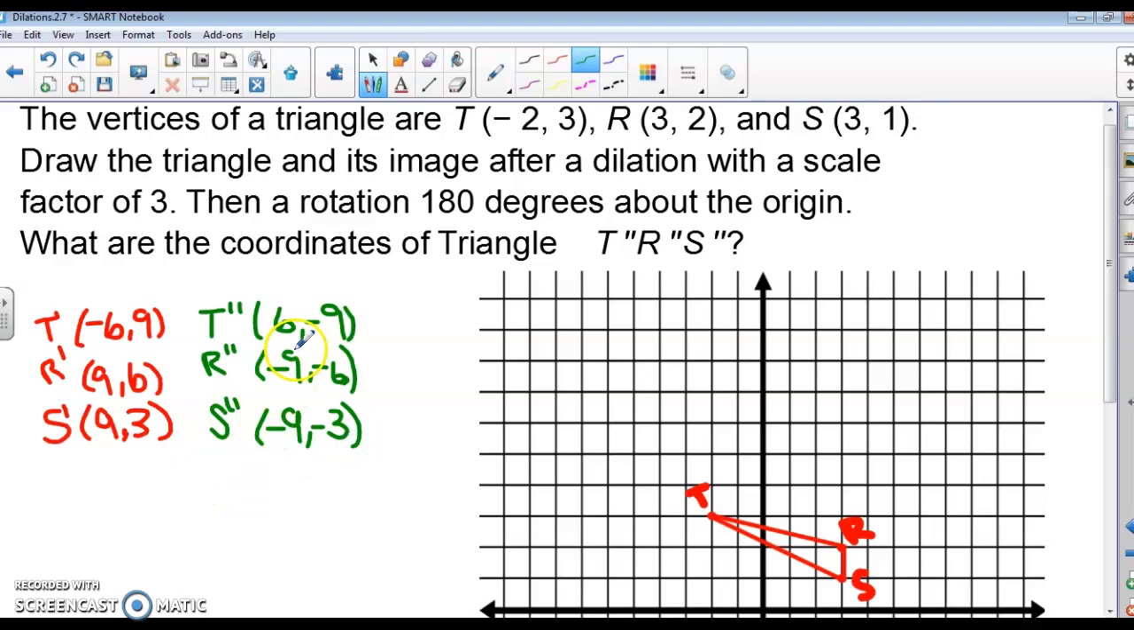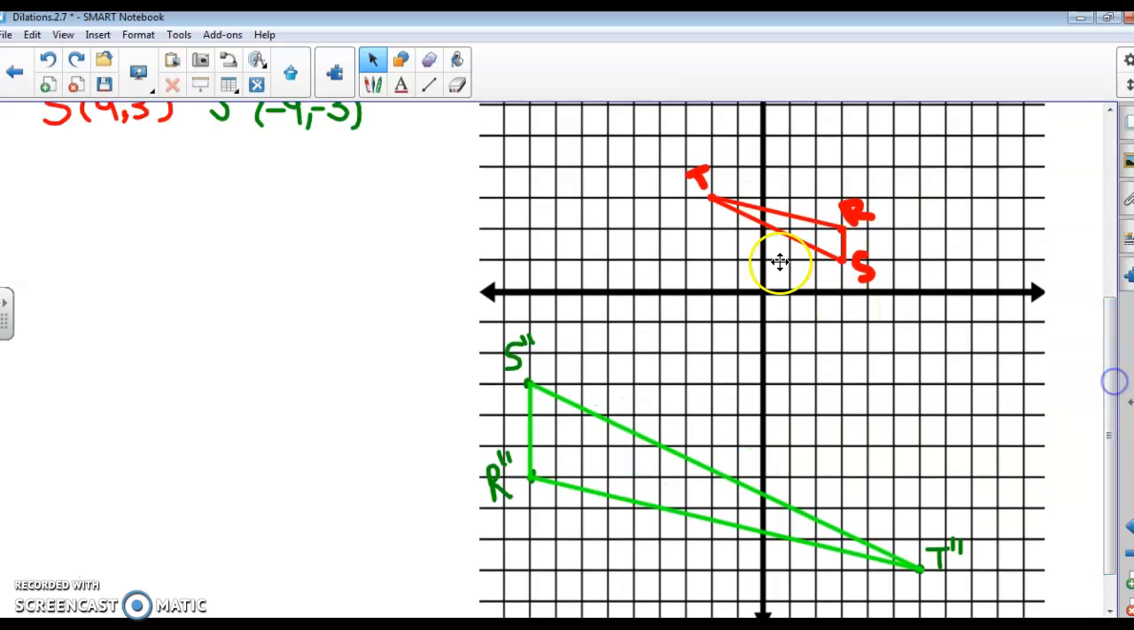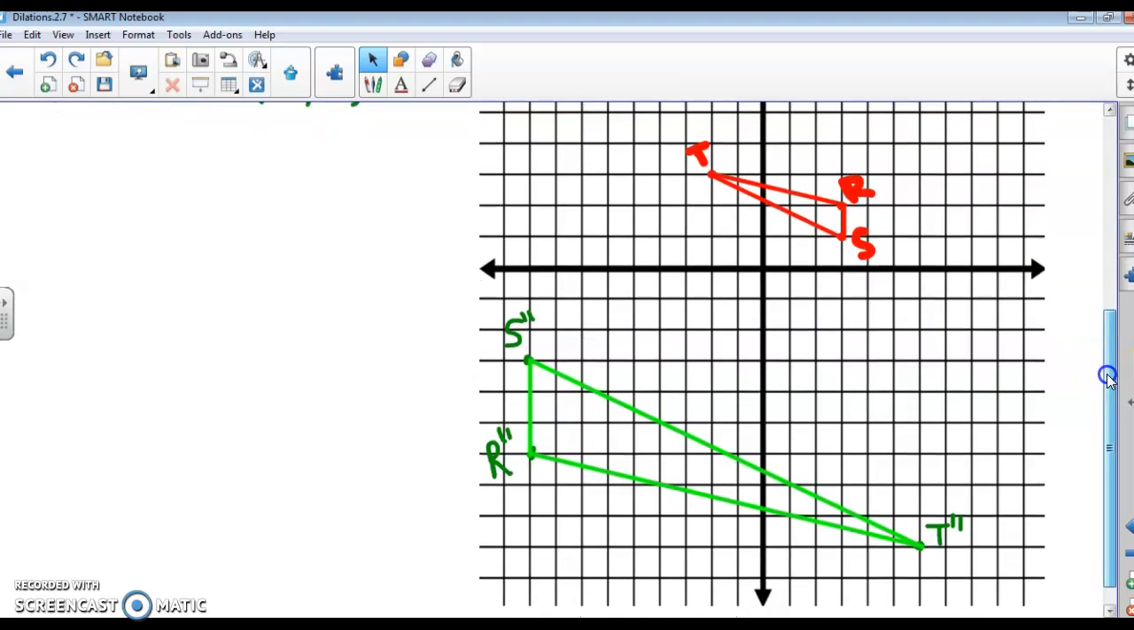Alright, so I'm going to go ahead and graph the image here. I'll pause it so that you guys don't have to, again, painfully watch me graph it. Alright, so here we go. Here is our shape. So it's been dilated by scale factor 3, and it was rotated 180 degrees about the origin.